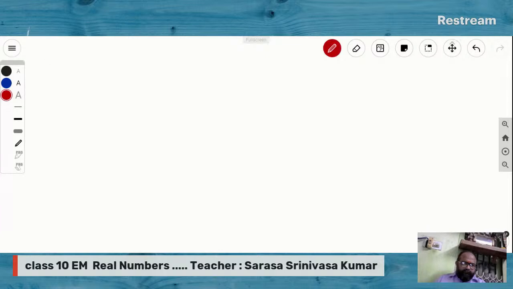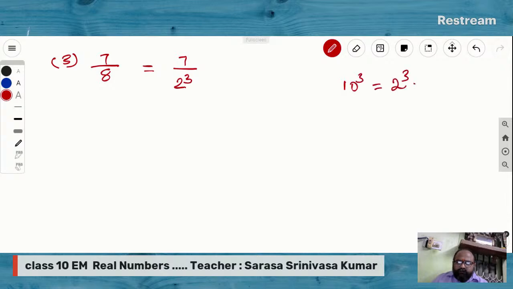Third one, 7 by 8. This is equal to 7 by 2 power 3. Now our intention is to get 10 power 3 in the denominator. So 2 power 3 multiplied by 5 power 3. By which number should we multiply 2 power 3 to get a 10 power 3 form? By 5 power 3 we must multiply.